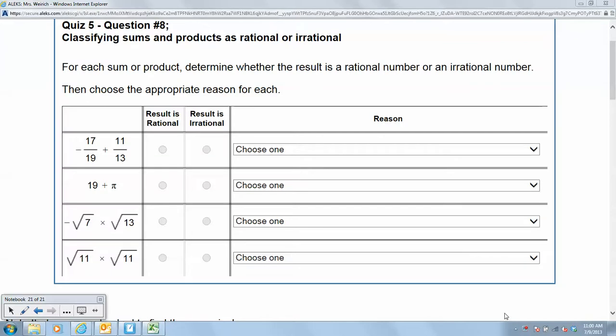This topic is called classifying sums and products as rational or irrational. For each sum or product, determine whether the result is a rational number or an irrational number, and then choose the appropriate reason for each.